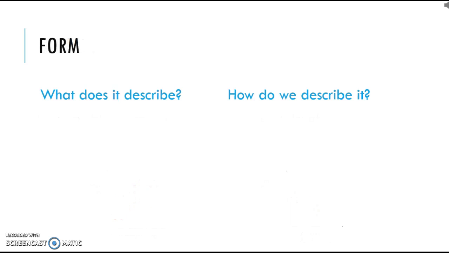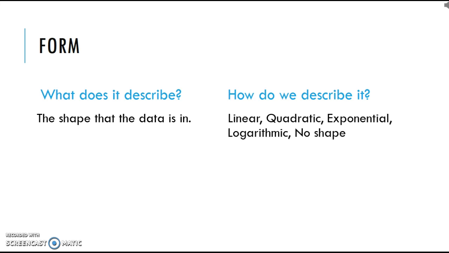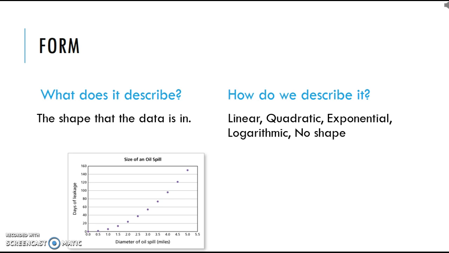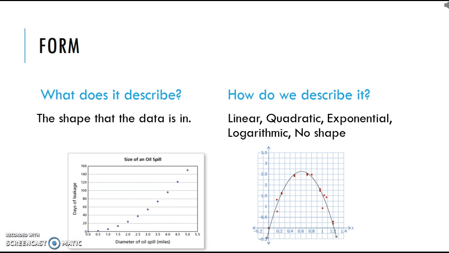The next descriptor we will use is called form. Form tells us the shape that the data is in. To describe it, we use our previous understanding of graphs to identify which shape we notice: linear, quadratic, exponential, logarithmic, or no shape. Here are two examples. The first is an example of an exponential graph. The second is a quadratic.